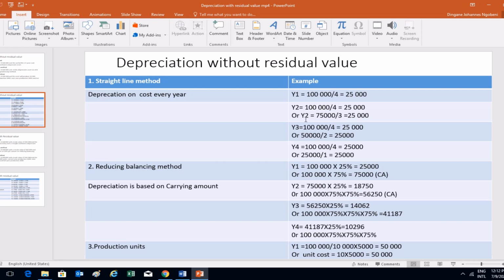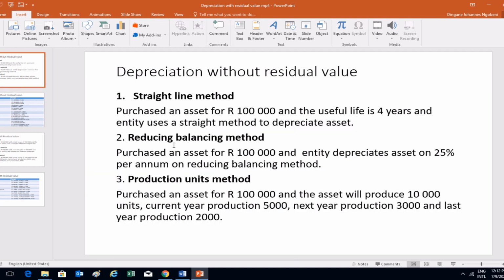Or you can use the carrying amount. But when you use a carrying amount, you use what? Remaining useful life, which is 75 divided by 3, 25. And you repeat the process over and over again. This is how you do your depreciation when you are using the straight line method. Let's go to method 2, reducing balance method.